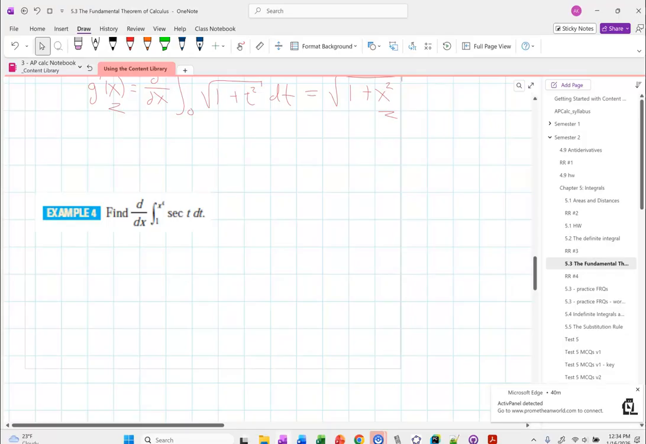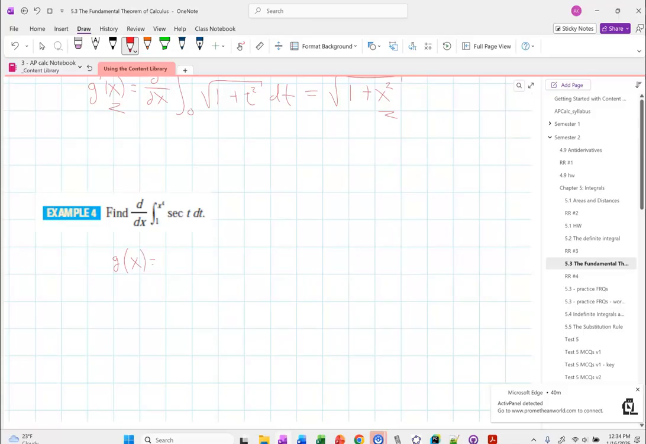Okay, so here it says find the derivative of the integral from 1 to x to the 4th of secant t dt. So we have this is our area function, right? Everybody's okay with that? That's what we're going to be taking the derivative of?